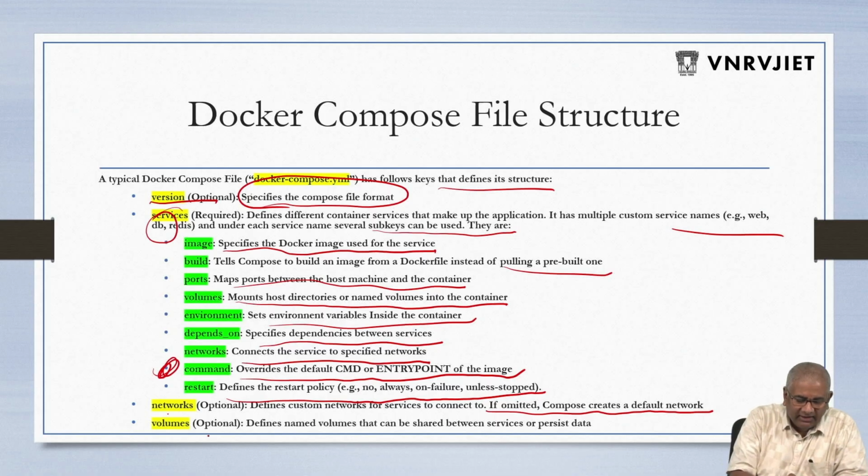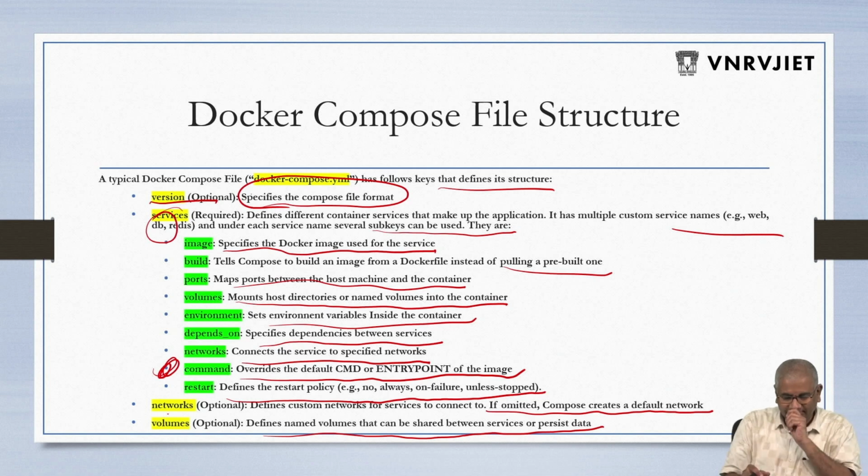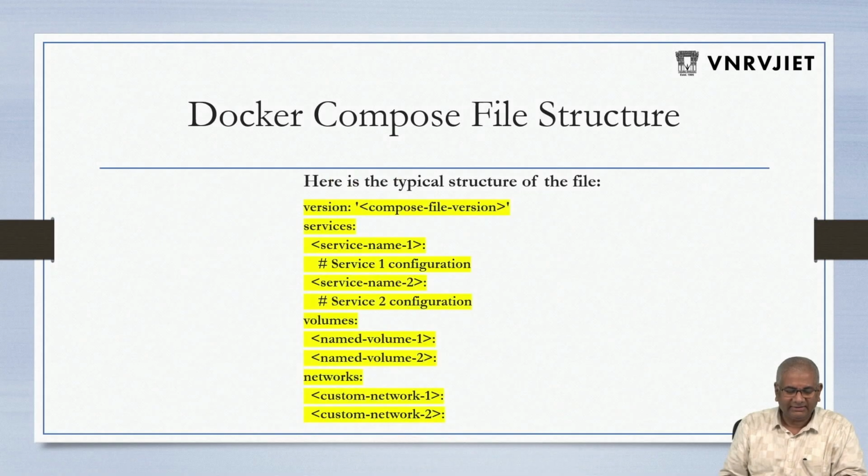That's volumes. It defines named volumes that can be shared between services and persist data. Basically, for storing data permanently, right? That's what we'll see in the example. Then we will see the typical structure of a file.